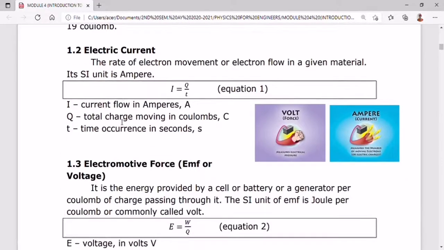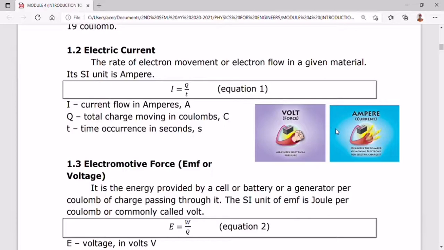Next is electrical current, which is the rate of electron flow in a given material. Its SI unit is the ampere. The formula is current equals electrical charge divided by time. The current is designated by I, the charge is Q, and the time is T. So take note of the SI units here.